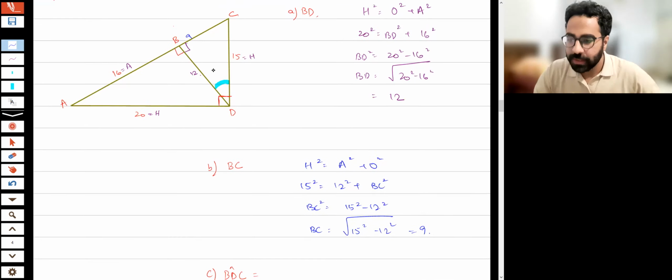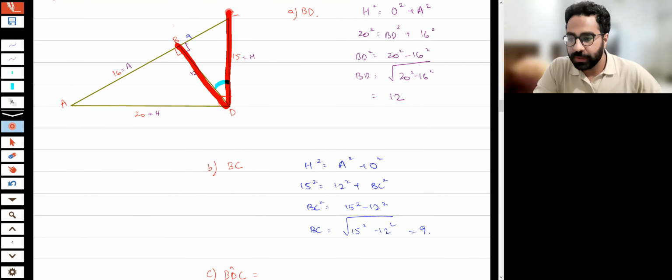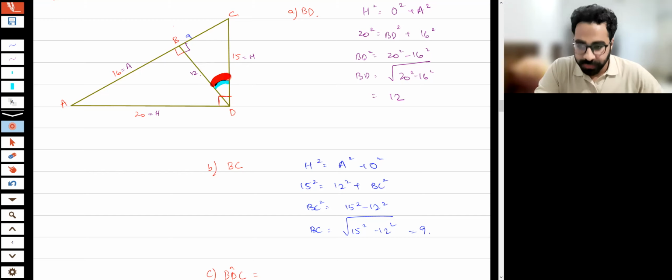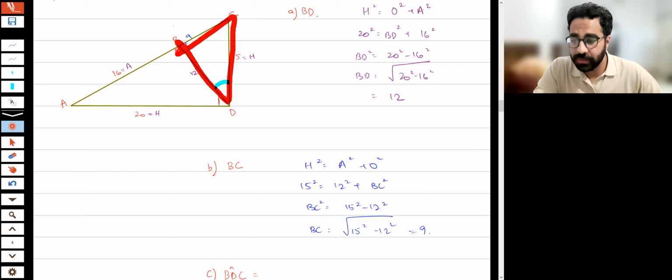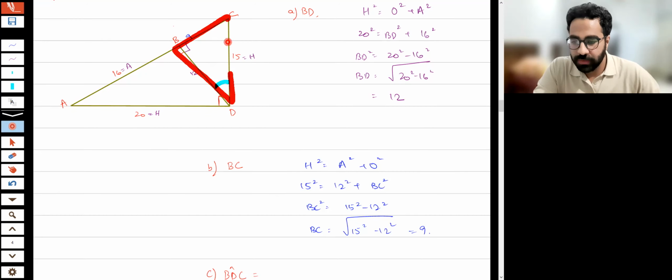Now what do I have to do? I have to find angle BDC. BDC is this angle over here. This is the angle that I have to find. Remember that this is a right angle triangle, so in order to find the angle, I can make use of my trigonometric ratios. Since I have been given all of the sides of the triangle, I can use any of the trigonometric ratios.